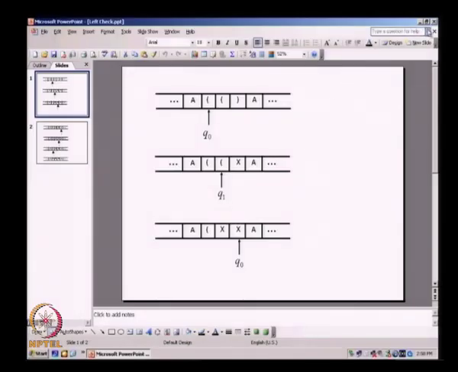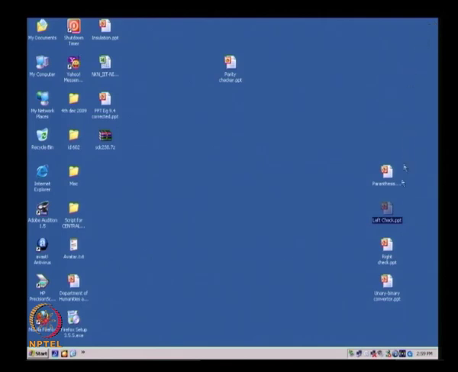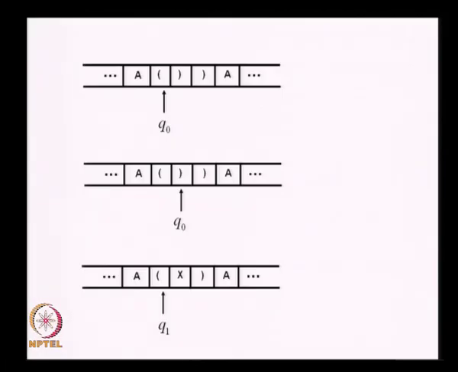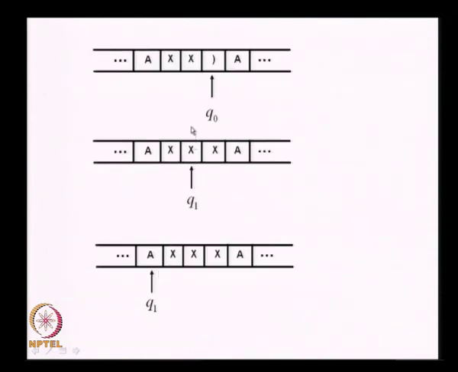Now, what happens when you have more right parentheses? So, this is a given string where you have more right parentheses. Let us see how the machine works on this. It starts moving right, looking for the first right parenthesis, changes that into x, moves left, and then changes the left parenthesis into x, moves right, and then changes this into x and moves left in state q1.